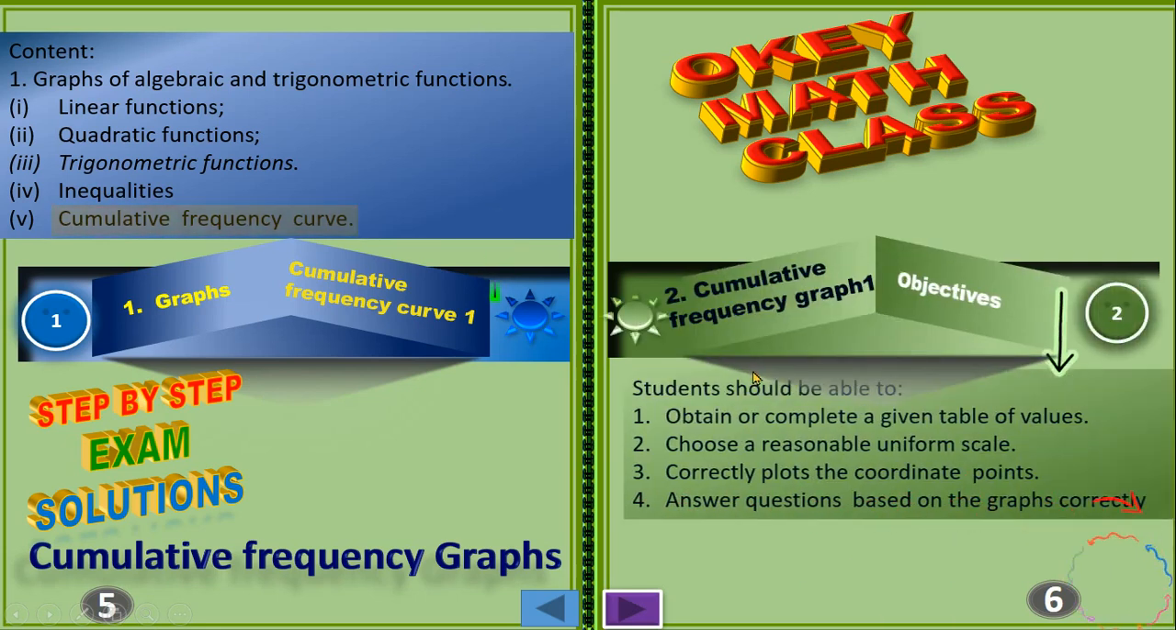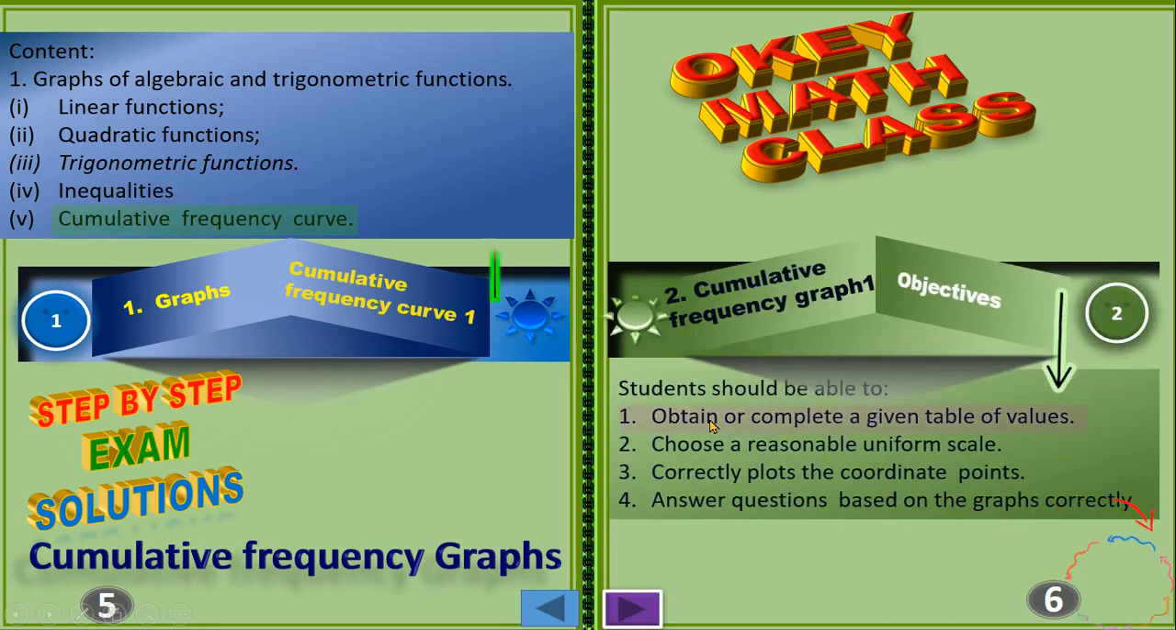Our objectives are 1. Obtain or complete a given table of values. 2. Choose a reasonable uniform scale. 3. Correctly plot the coordinate points. 4. Answer questions based on the graph correctly.